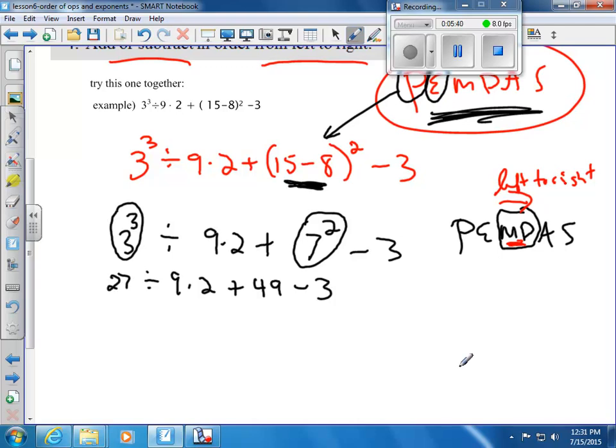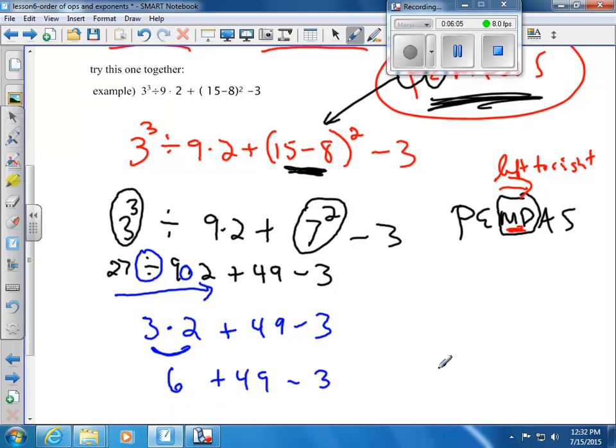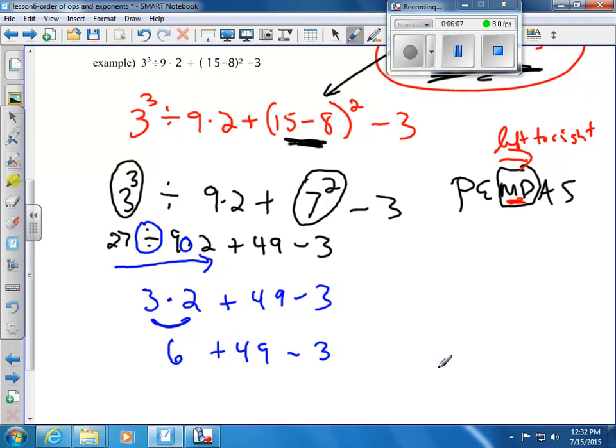So when we see here division and multiplication, we're actually going to move left to right over that bit of information. So ready? 27 divided by 9 is 3. Okay, I'm just going to record that. Times 2 plus 49 minus 3. Then take care of that multiplication. 3 times 2 is 6. Then plus 49 minus 3. And then 6 plus 49 will bring us to what?